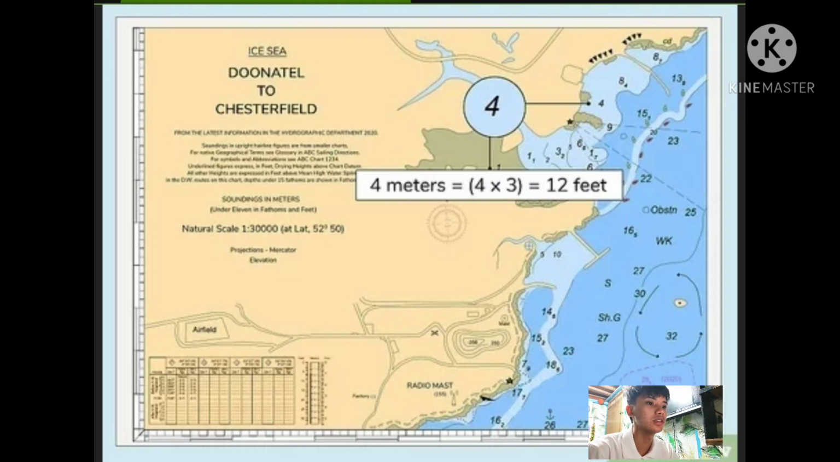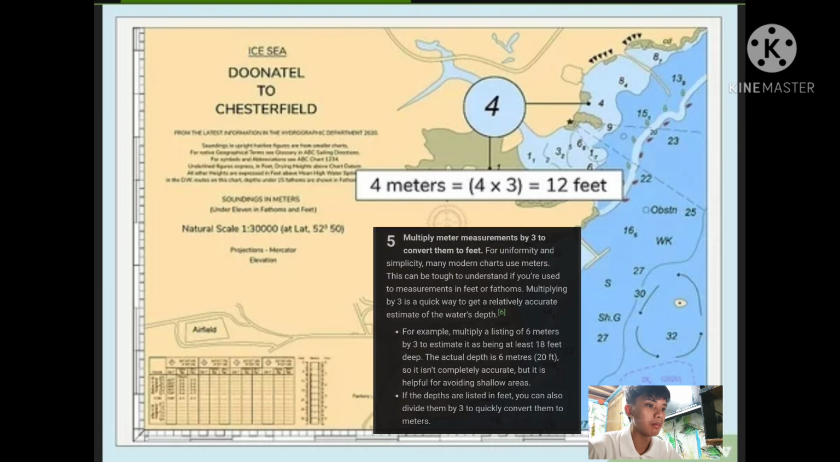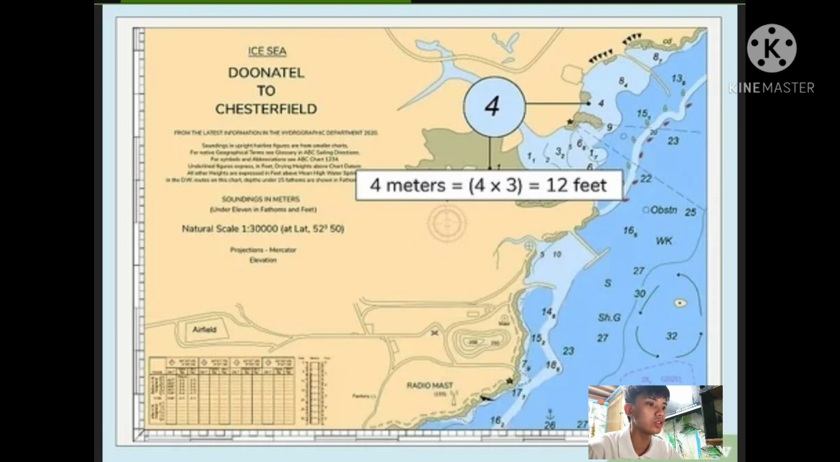So here we are at number 5. Multiply meter measurements by 3 to convert them to feet. For uniformity and simplicity, many modern charts use meters. This can be tough to understand if you're used to measurements in feet or fathoms. Multiplying by 3 is a quick way to get a relatively accurate estimate of the water depth.